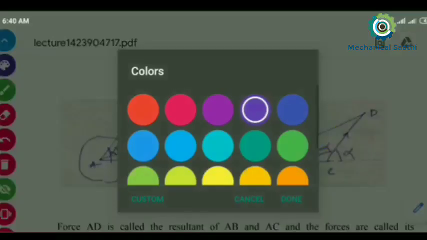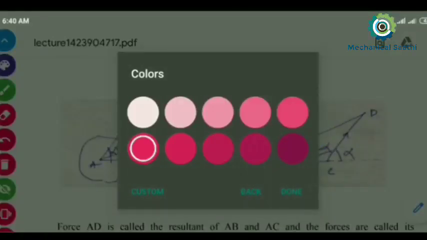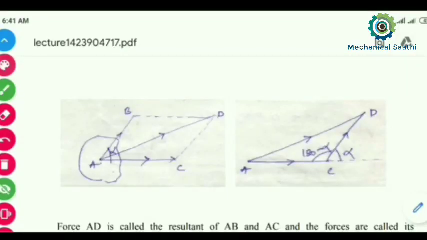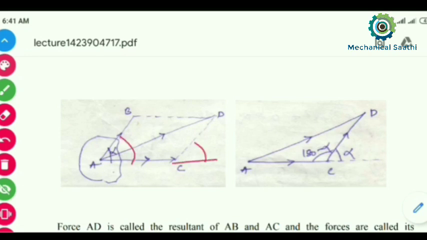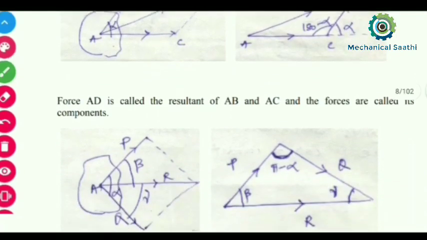Let me change the ink again. If we try to draw the triangle and locate the angles, from this we can draw the triangle ACD. As this total angle was alpha, this angle will also be alpha, and when we get this angle as alpha, then this angle will be 180 minus alpha.